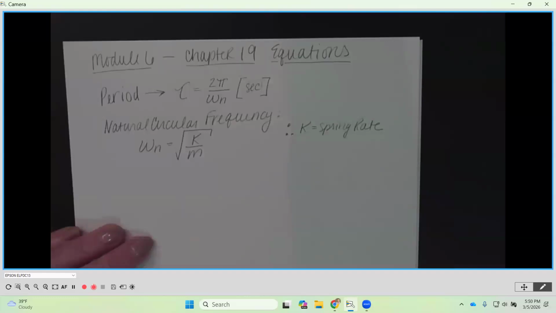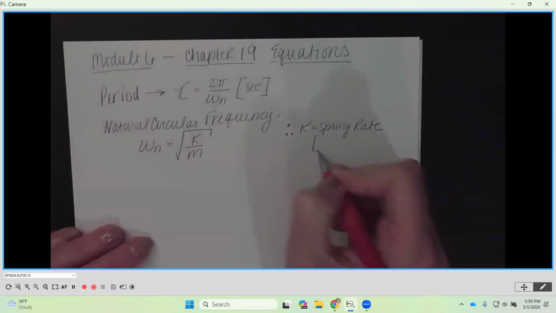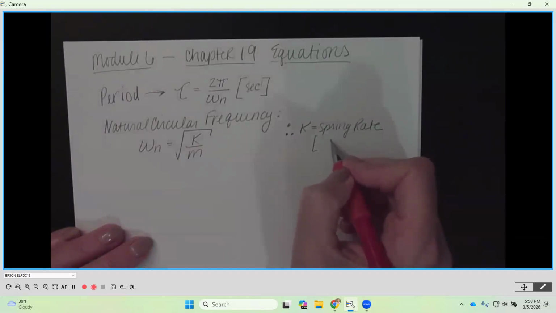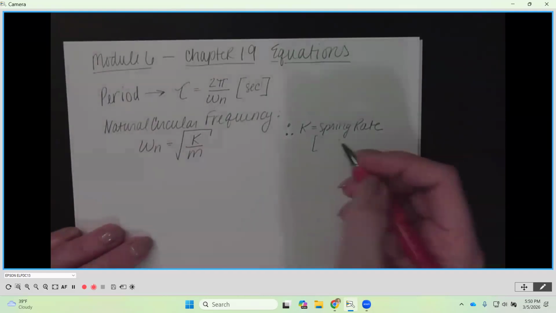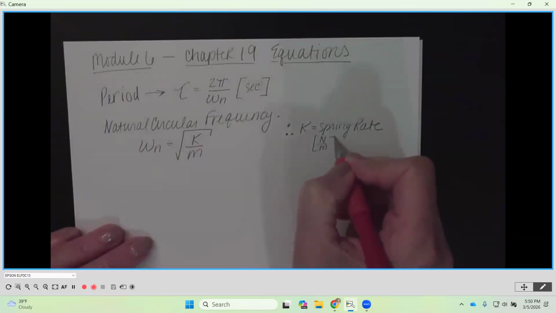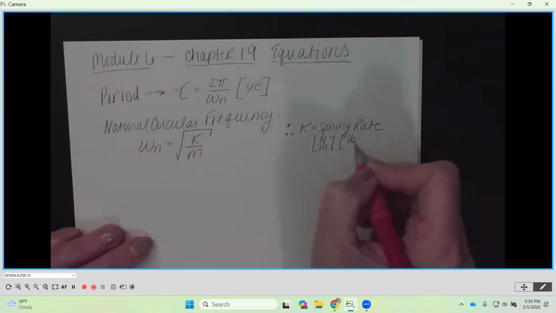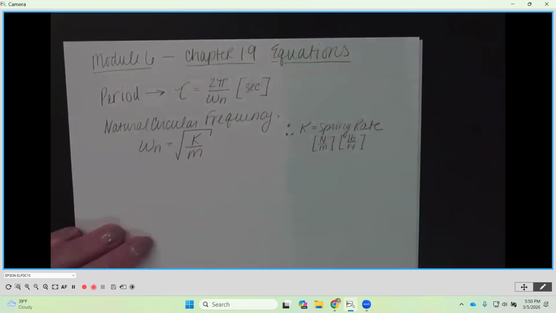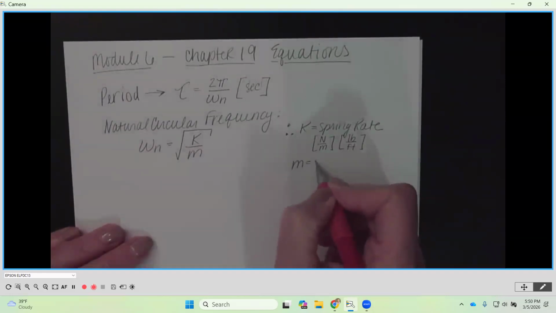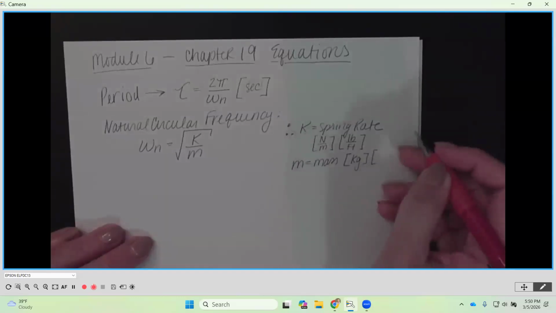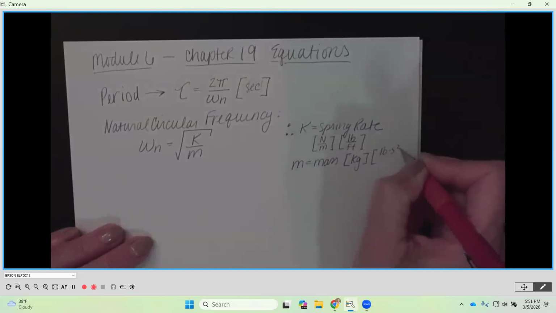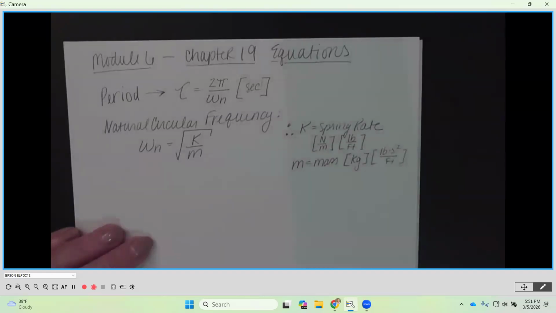Okay. And we've talked about spring rate before, and the units for spring rate are going to be force divided by distance, or how much force does it take to move a unit of distance. So this is going to be in newtons per meter for metric, or pounds per foot in English units. Okay. M is going to be our traditional mass, so that's going to be kilograms, or the slug, which is pounds times seconds squared divided by feet.